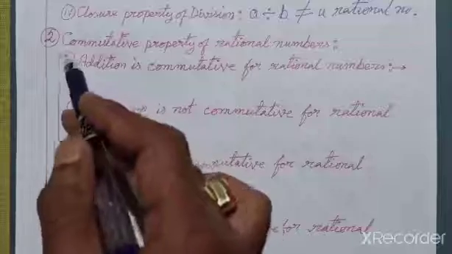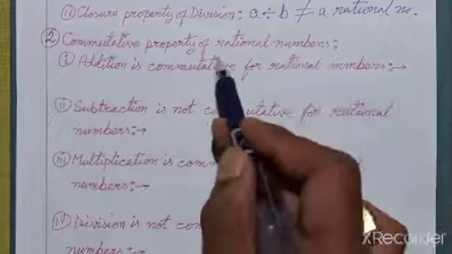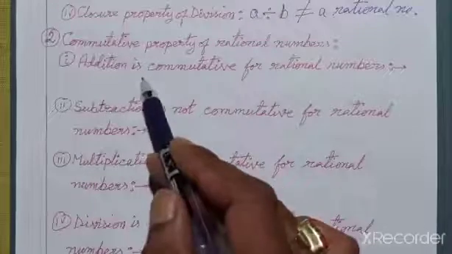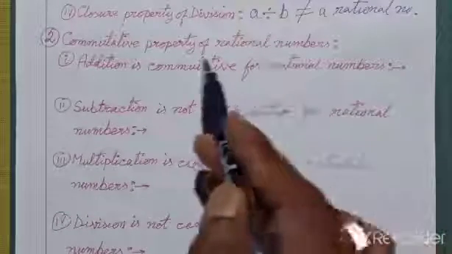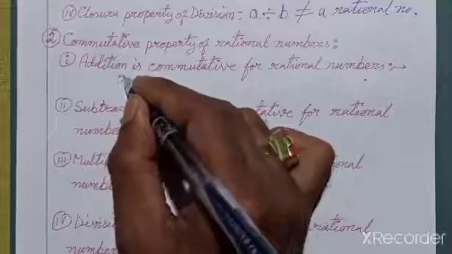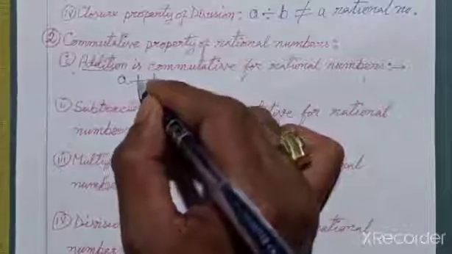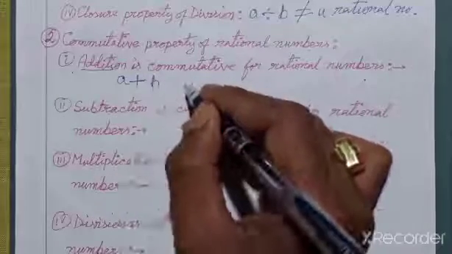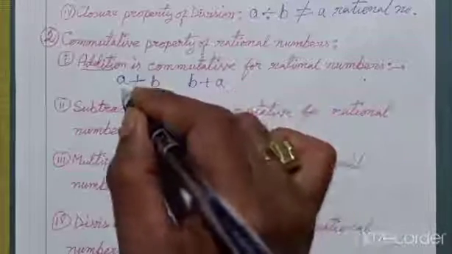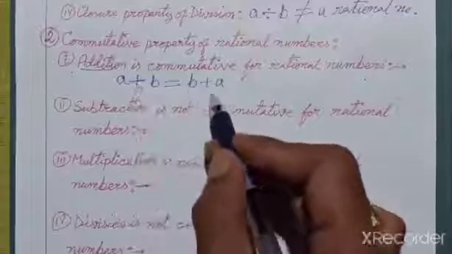Next is the commutative property of rational numbers. In this commutative property of rational numbers, there are 4 properties here. Number 1, addition is commutative for rational numbers. By this property, if we take any two rational numbers A and B and add them, then A plus B and B plus A must be equal. That means A plus B is equal to B plus A.